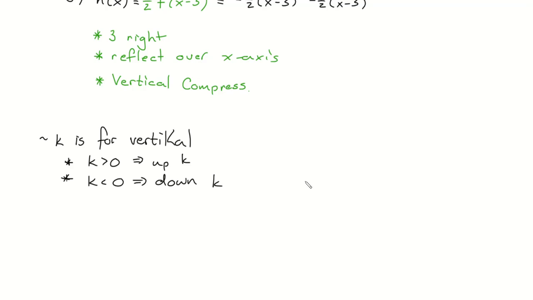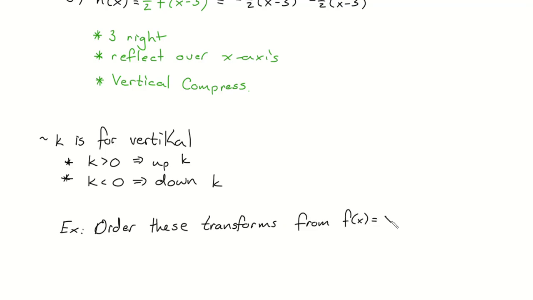So I'm going to switch up. We're going to do another example. But what I want you guys to do is explain, or order, if you will, these transforms. And let's do it from a parent function instead. From, let's say, f of x equals, let's do a little different one. Let's do x cubed.